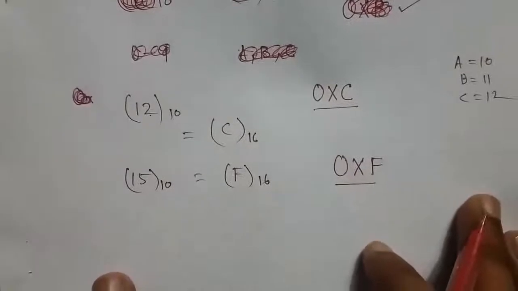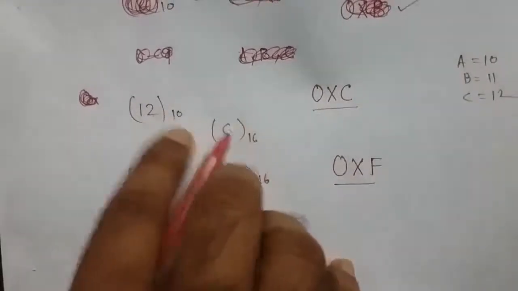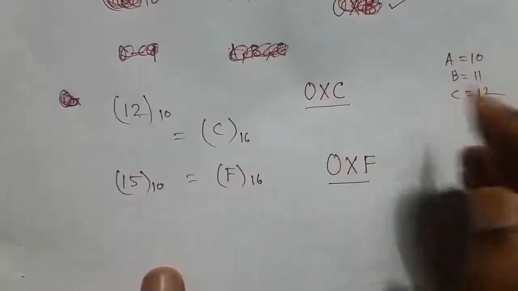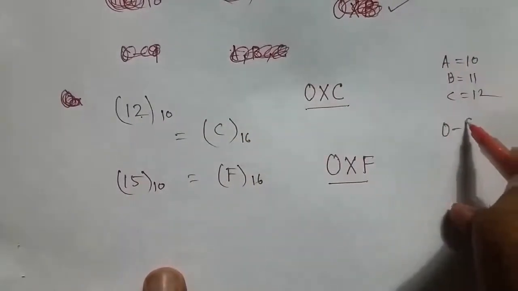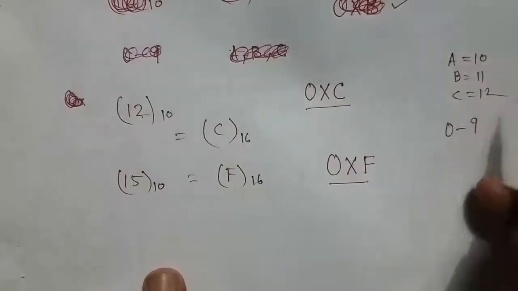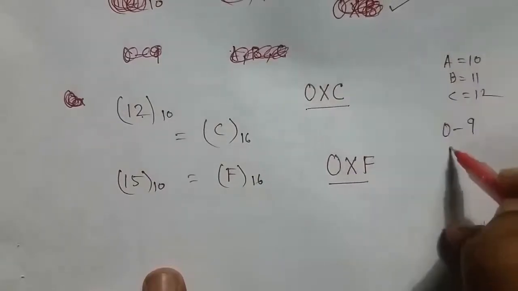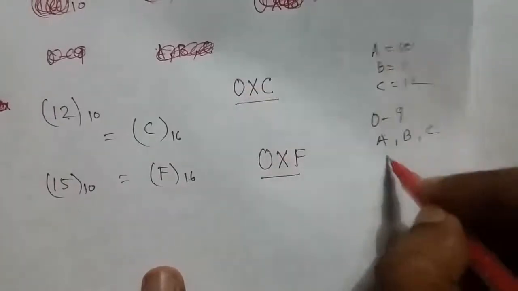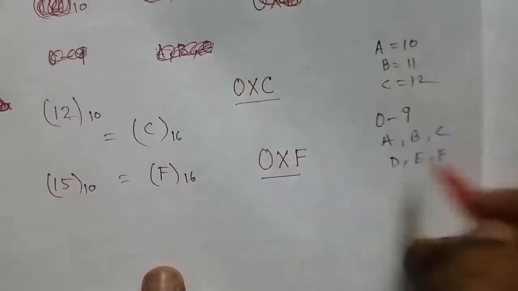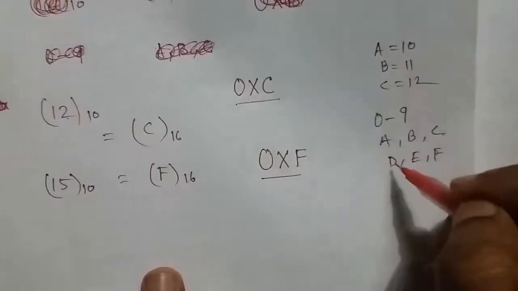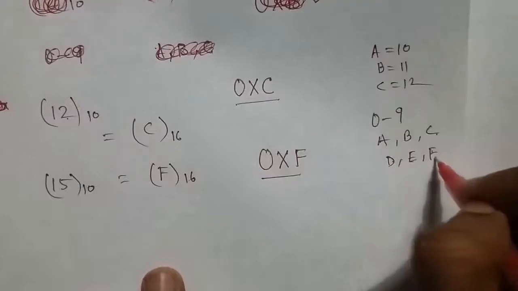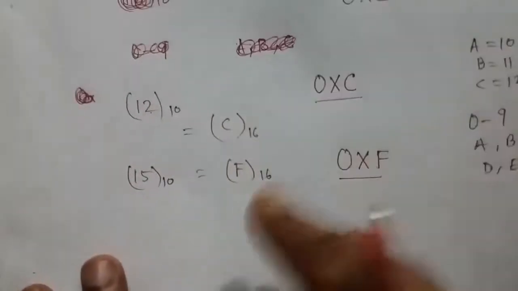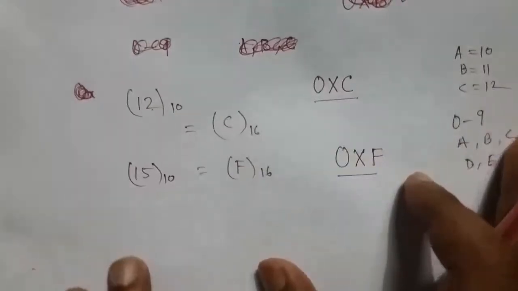For example, consider the decimal number 12. So 12 in hexadecimal is C. You already know that the hexadecimal number system contains the decimal digits 0 to 9, and then 10 to 15 are A, B, C, D, E and F. A means 10, B means 11, C means 12, D means 13, E means 14 and F means 15. So 0 to 15, total 16 digits. That's why the base of the hexadecimal number system is 16.